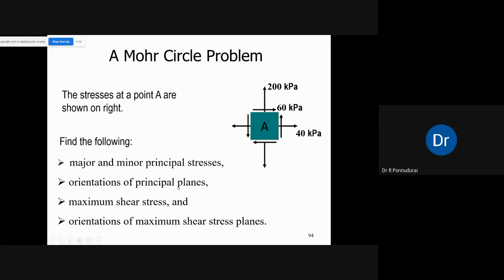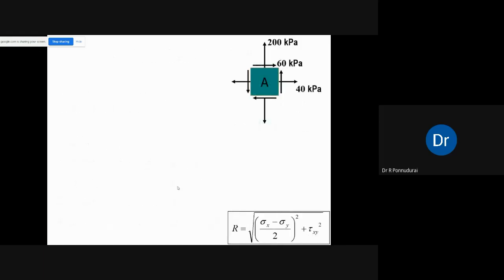So let us understand the Mohr circle by drawing the circle here. You've been given a 2D element, sigma x and sigma y are given, tau xy is given. We are asked to find the major and minor principal stresses, the orientation of the principal plane, the maximum shear stress, and the orientation of the maximum shear stress plane. Instead of going for calculation using a formula, you can directly draw the circle and get all the answers.